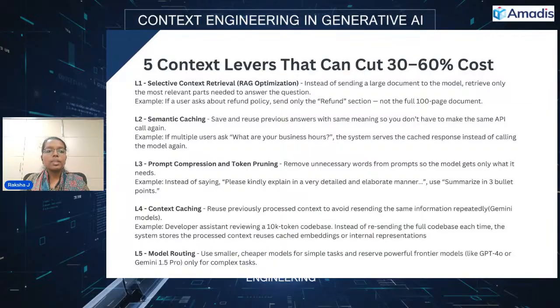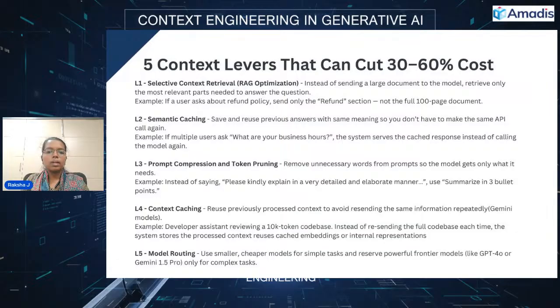This semantic caching works better on frequently asked questions, chatbots, and policy query chatbots. The third lever is prompt compression. Instead of asking your chatbot, please kindly explain in a very detailed and elaborate manner, you could ask it to summarize in 3 bullet points. It is an efficient way to reduce the number of tokens sent to the LLM.